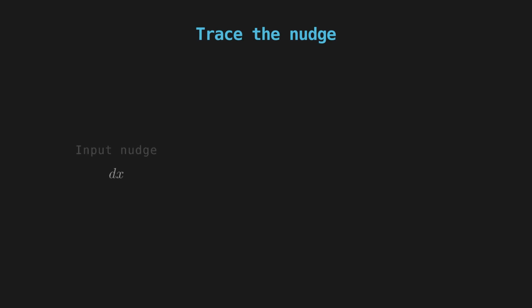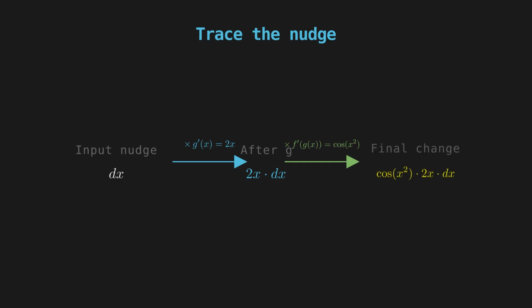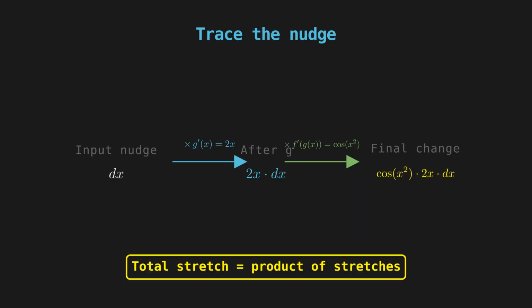Let's trace a nudge through. When you nudge X by dx, stage G stretches it. G prime of X is 2x, so the nudge gets amplified by 2x. Then that stretched nudge enters F, which stretches it again by cosine of whatever came in. The total change? Multiply the two stretches. That's the chain rule, the product of stretches at each stage.